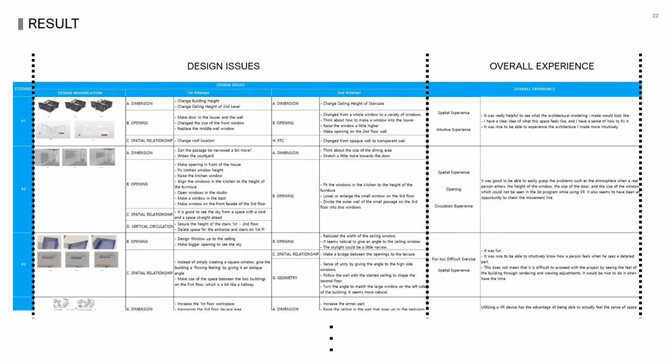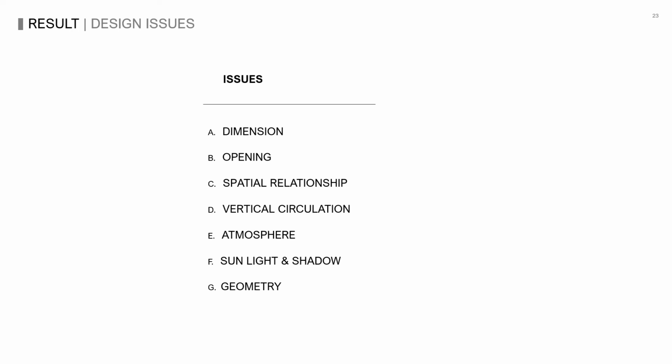So the chart that we looked into, we separated the design issues and the overall experiences and looked in these two categories deeply to see what they were especially considering. So for the design issues, these were the things that they mostly looked at: the dimensions, openings, spatial relationship, vertical circulation, atmosphere, sunlight and shadow, and geometries.